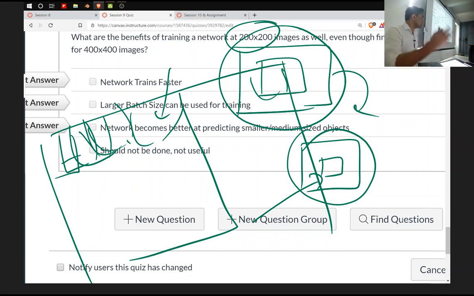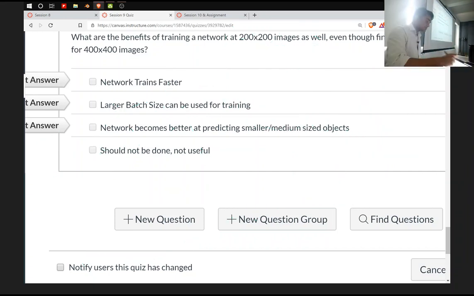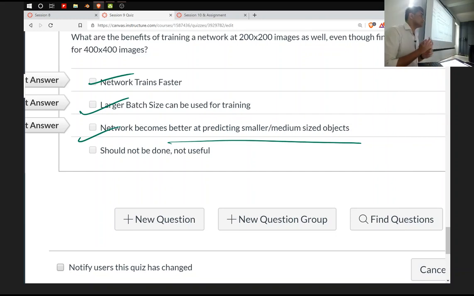faster. So not only is it faster, I can fit a much bigger batch size, and we are getting small size images also to look at. So my network trains faster, a large batch size can be used, and the network becomes better at predicting smaller and medium size images because the whole data is becoming small. So now I can train my network on small size objects also. Even at prediction, we reduce the resolution.